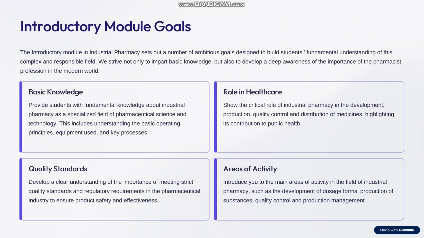Quality standards. Develop a clear understanding of the importance of meeting strict quality standards and regulatory requirements in the pharmaceutical industry to ensure product safety and effectiveness. Role in healthcare shows the crucial role of industrial pharmacy in the development, production, quality control, and distribution of medicines, highlighting its contribution to public health. Areas of activity. Introduce you to the main areas of activity in the field of industrial pharmacy, such as the development of dosage forms, production of substances, quality control, and production management.